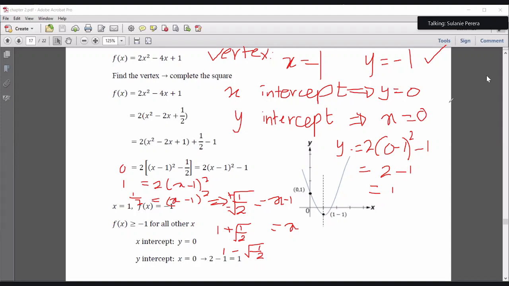So we found the x-intercept, y-intercept, and we know the vertex. Now we can draw the function. So you all can do it now. And if you have any questions, please ask. Do you all have any questions?